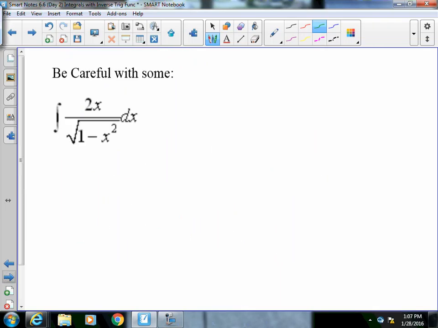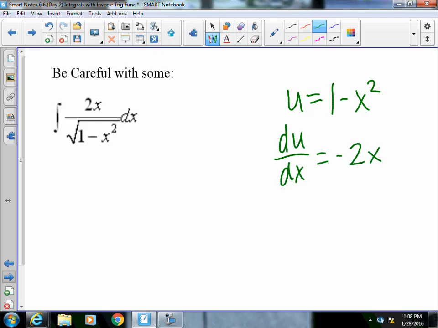Some of these you need to be very careful. It looks a lot like inverse sine if we were to anti-derive it now, but we can't because of that 2x on top. So we're clearly going to need some u substitution. Let's make u our inner function. So du dx would be negative 2x. Du over negative 2x would equal dx.